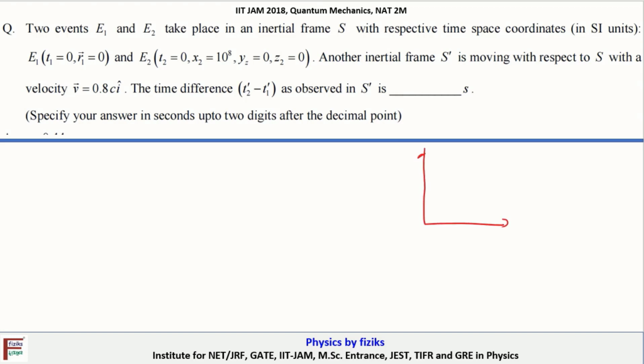So this is frame S, this is S dash moving with velocity v. Now two incidents happen simultaneously. This is x1, this is x2. So here maybe you can say two flashlights are emitted simultaneously. So what's the time difference delta t a person observes in frame S dash?